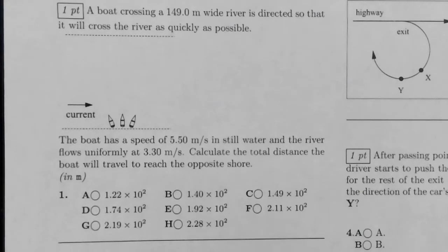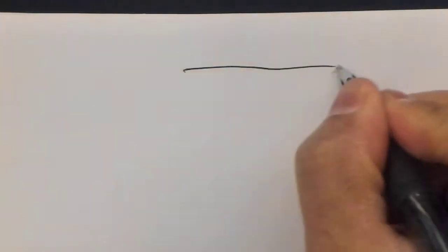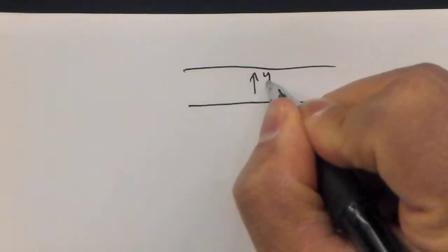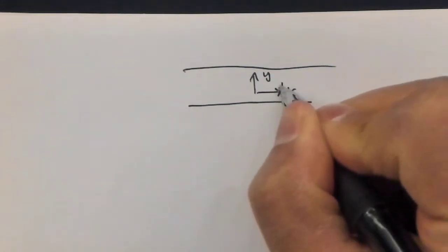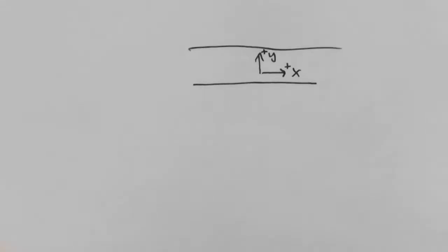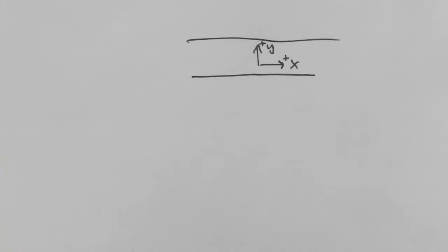Okay. People have enough time to get pretty much done, or close to being done. If you're still working, go ahead and keep working, but I'll start cranking up the solution. Okay. So only the y component matters. So let me draw x and y first. I have y in this direction and x in this direction, plus y plus x like that. Okay, so only the y component matters in terms of the time to cross the river.